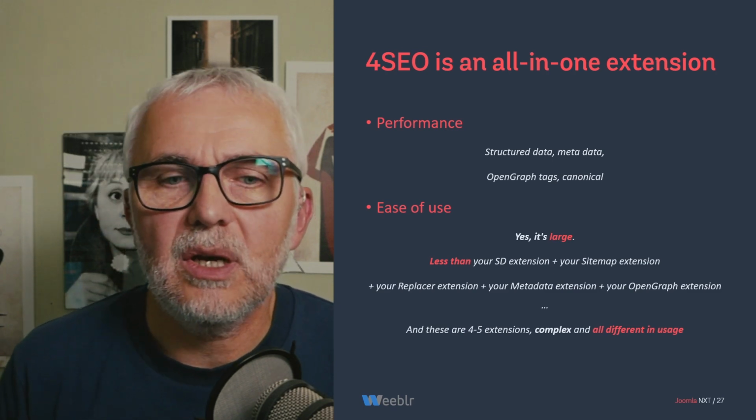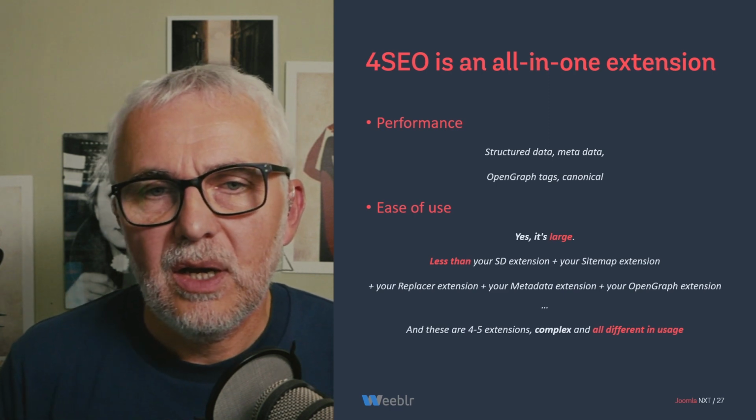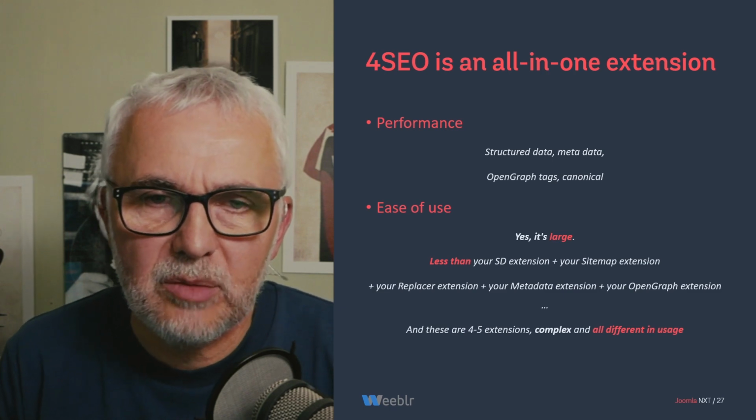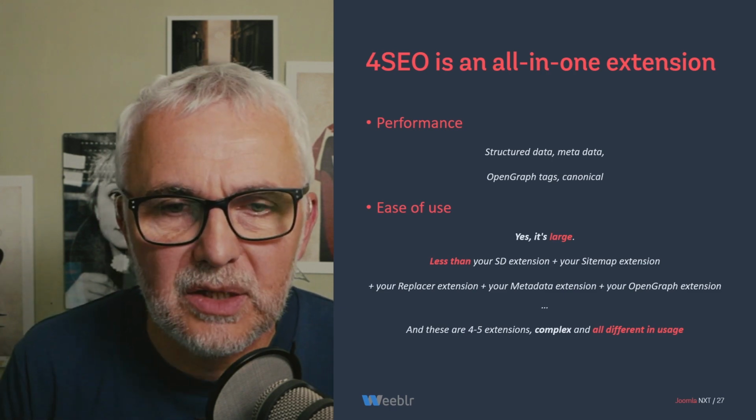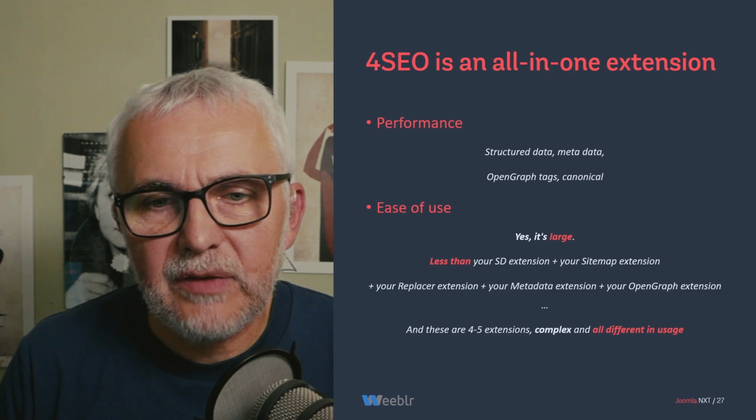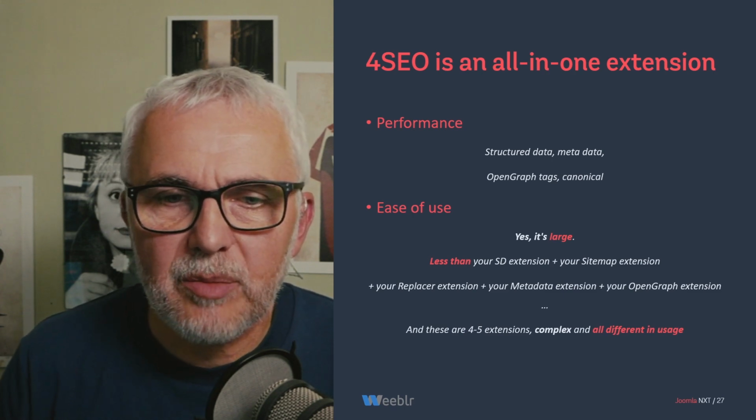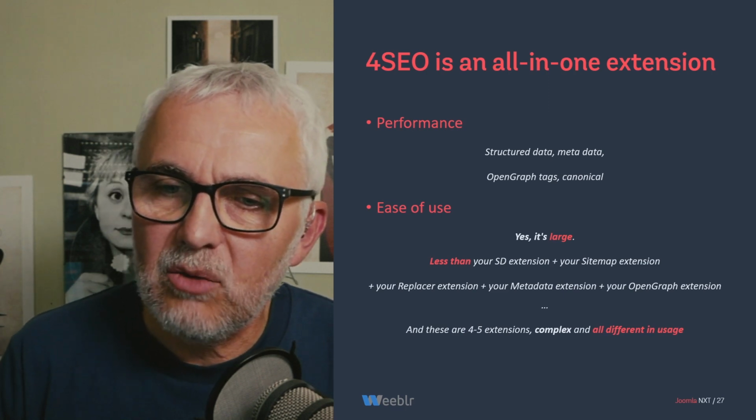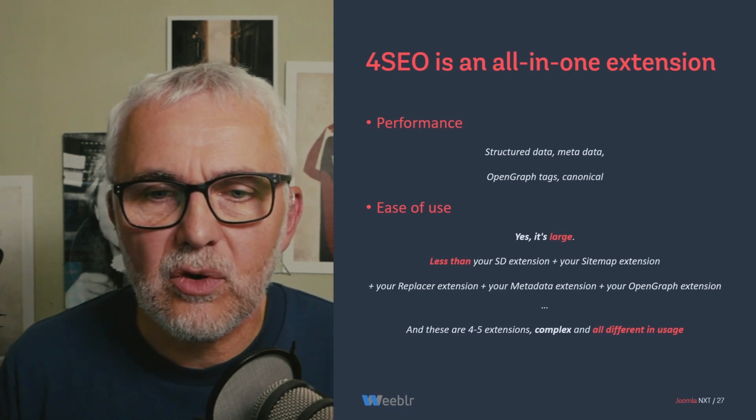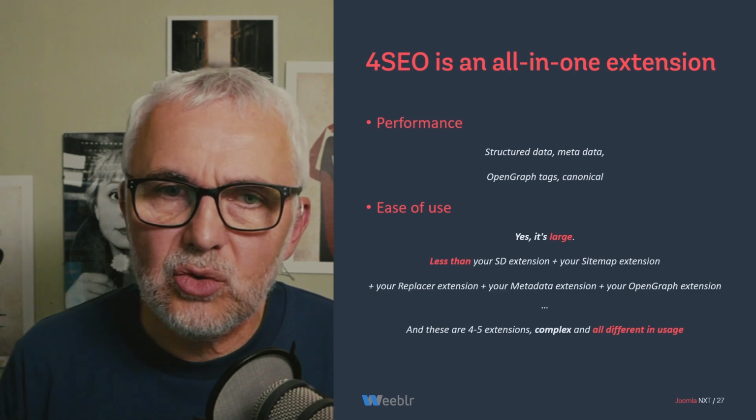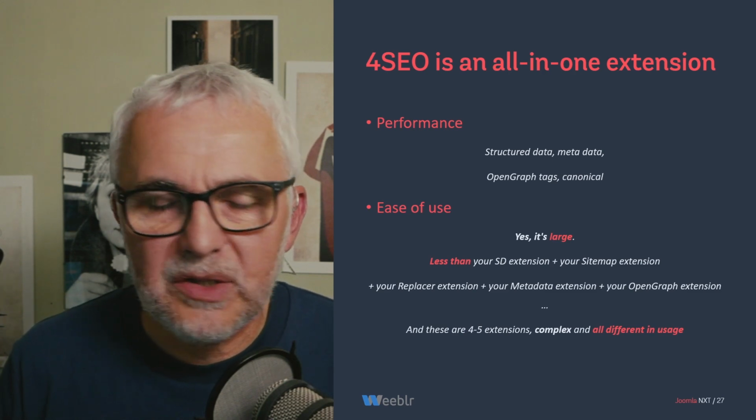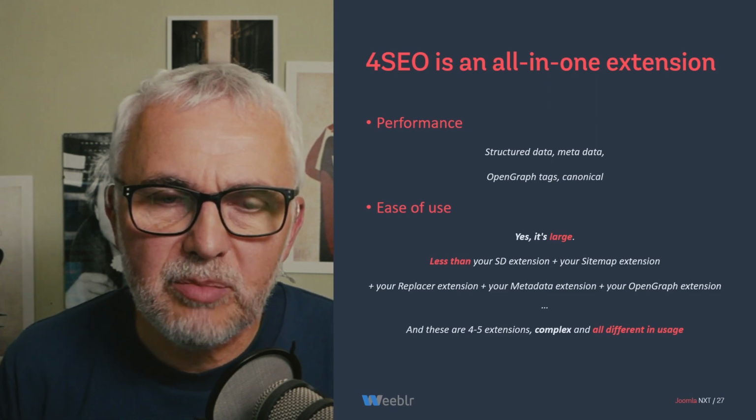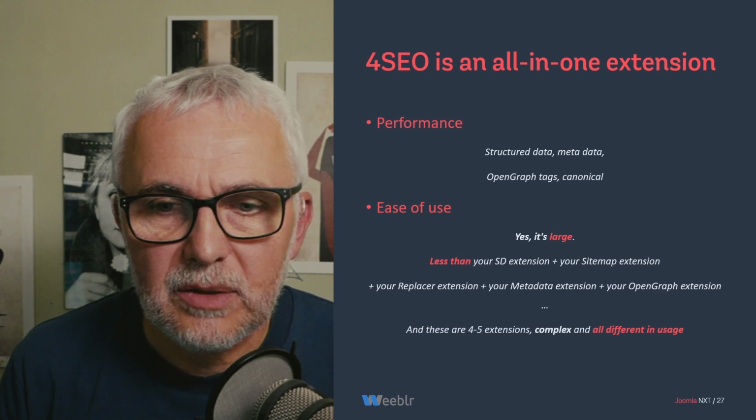And also the ease of use. Many people prefer to have small extensions that do just one thing. But in terms of SEO, you have to do many things. And if you have a structured data extension and a sitemap extension and a content replacer extension and a metadata extension and one or two Open Graph extensions, then you have 4 or 5 or 6 extensions that do things differently because they may come from different providers. They are organized differently. So there's an ease of use benefit of having just one extension.